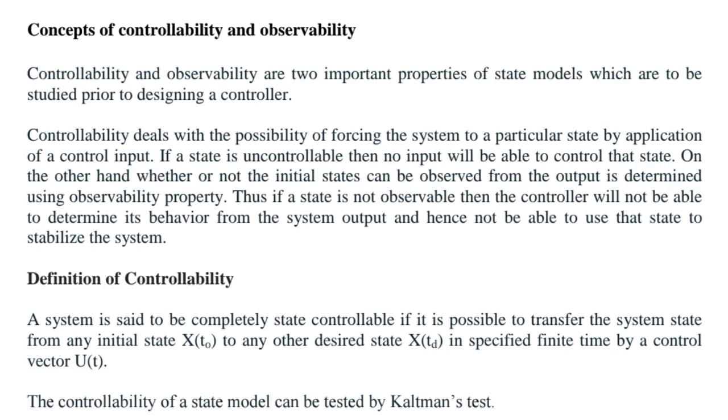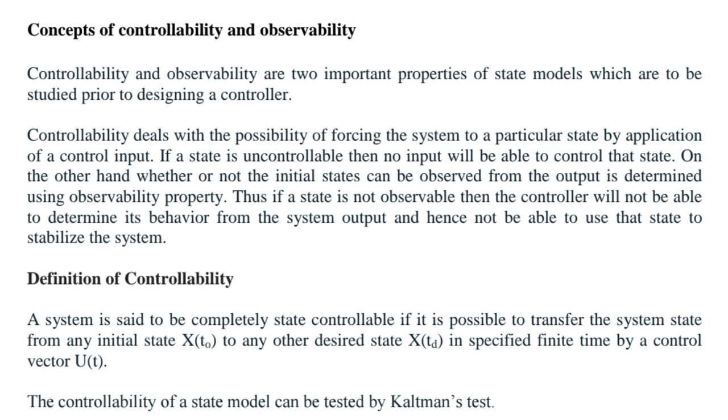Dear students, now we are going to discuss the concepts of controllability and observability. Controllability and observability are two important properties of the state model which are to be studied prior to designing a controller. Controllability deals with the possibility of forcing the system to a particular state by application of a control input. If the state is uncontrollable, then no input will be able to control the state.